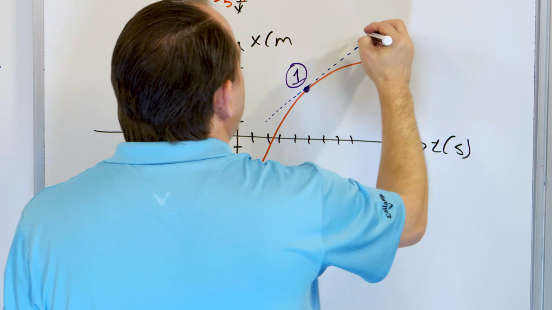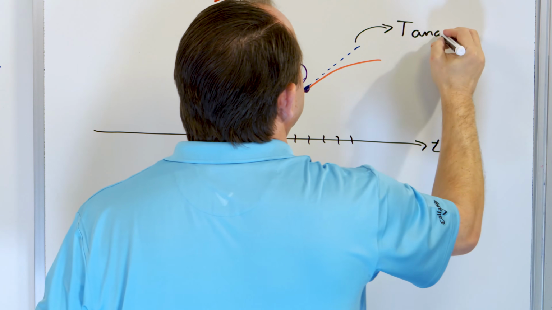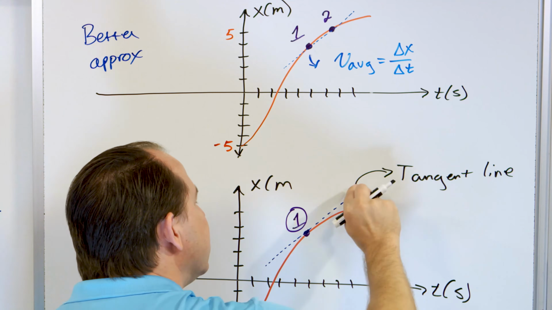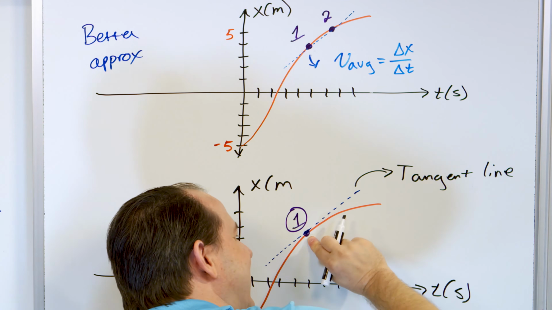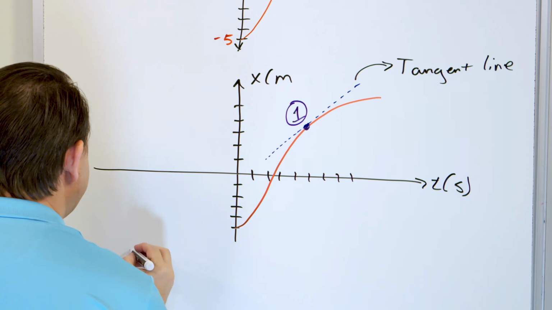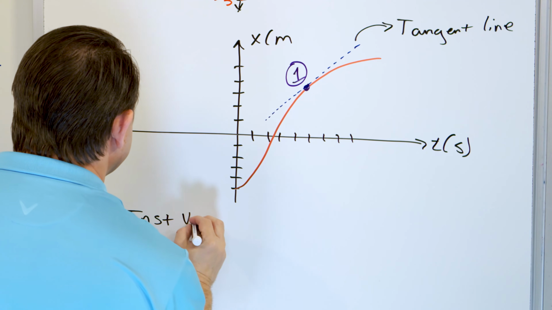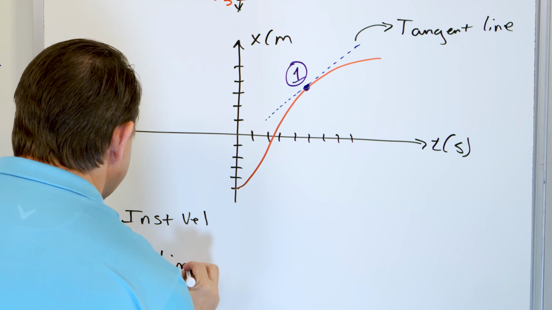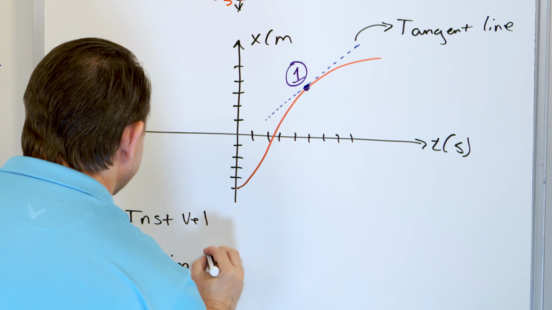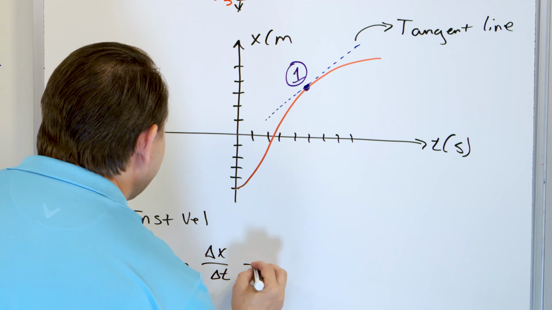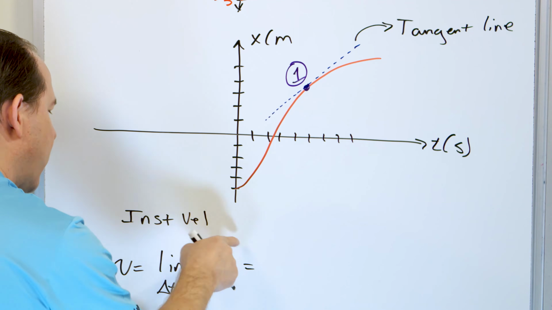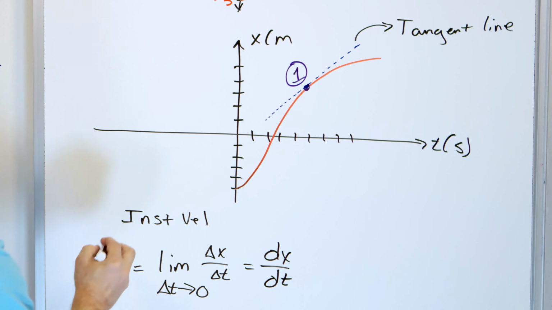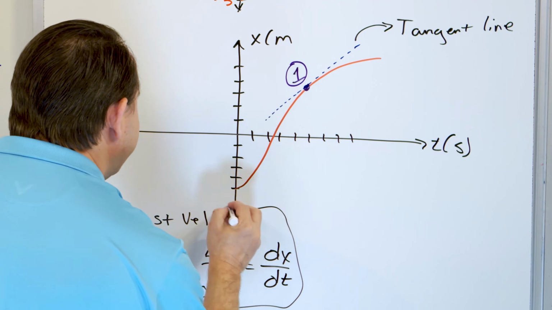And so we're going to call this the tangent line. And just like the slope of this was the average velocity, the slope of the tangent line is what we call the instantaneous velocity at that point. And then we say that the instantaneous velocity is equal to the limit of delta t approaching 0 of delta x over delta t. And in calculus, we rename this whole limit process as just dx/dt.